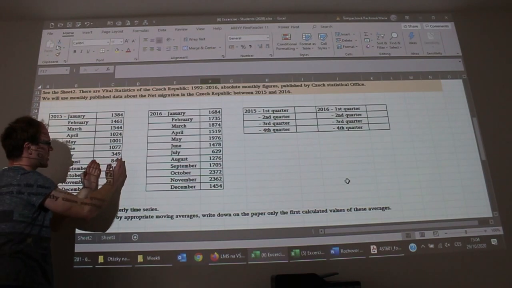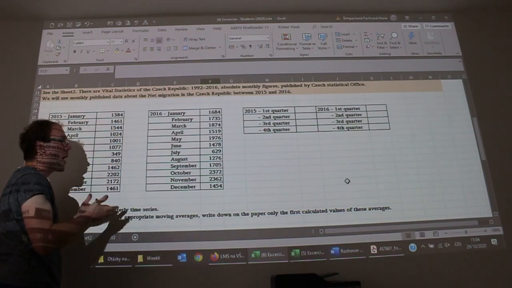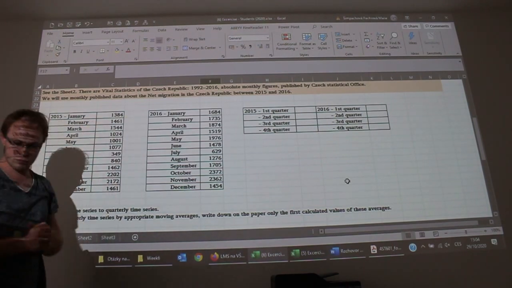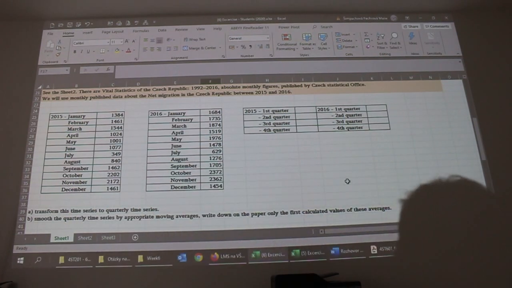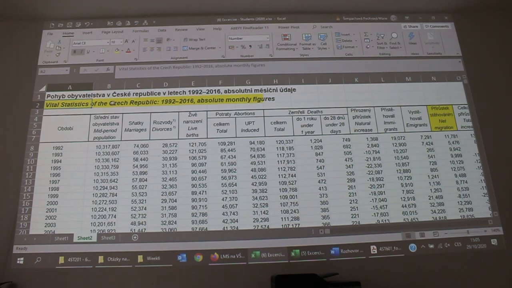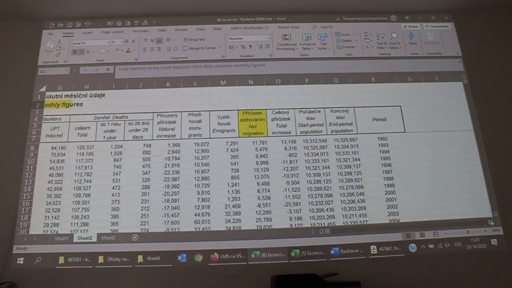The values are in persons, number of inhabitants. We can check this data sheet at home. You will have a lot of time to check this data sheet, vital statistics of the Czech Republic, absolute monthly figures. The English translation you have every time on the second line. The first name is in Czech, and the English one is in the second position. On the right side you have the period, in English.